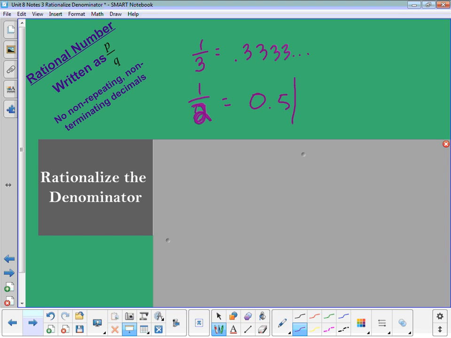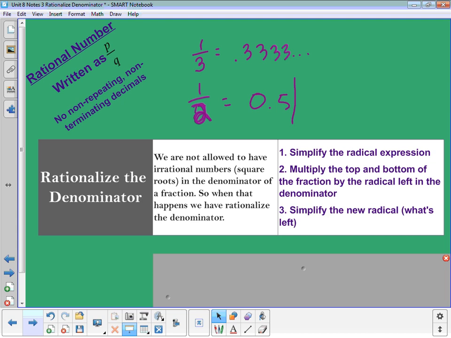Now, in order to rationalize the denominator, these are our steps. So why don't you go ahead and pause the video at this time and write down these steps for rationalizing the denominator.